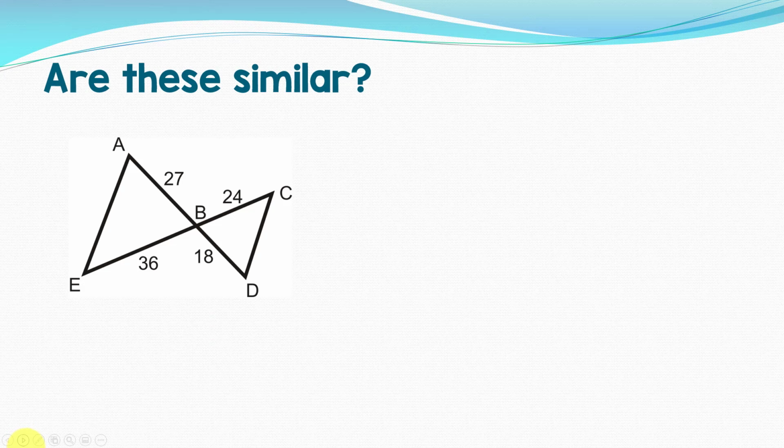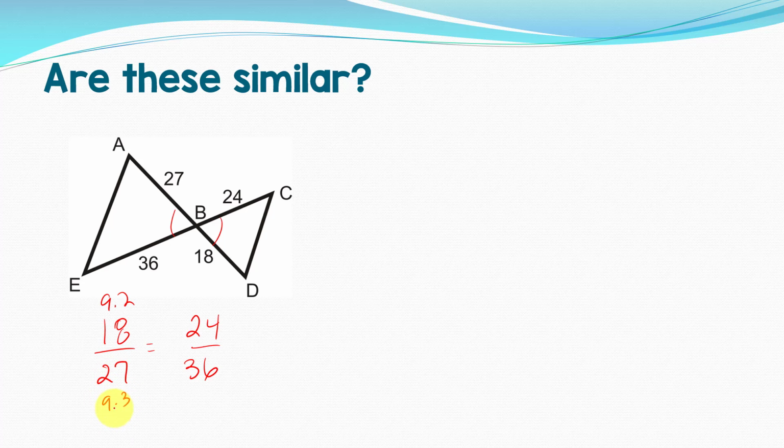All right, are these ones similar? Well, we have congruent vertical angles here. So now I have to check, let's see, we'll match up 18 and 24, matching 27 and 36. All right, so again, reducing fractions, I would get 9 times 2 and 9 times 3. Reduce that to 2/3.